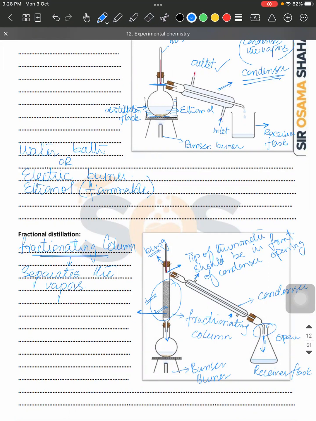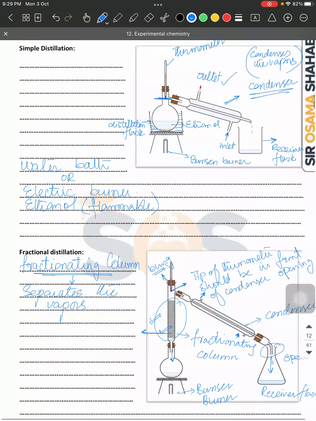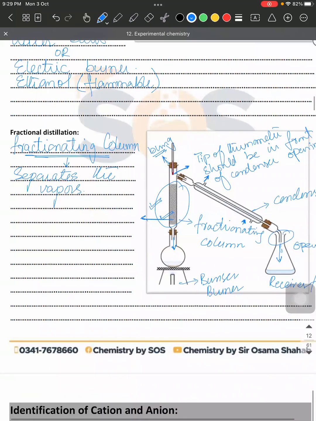And one more thing, children, if you remember, one type of condenser is also there in some questions. For example, this is a flask, right? And on this flask, you will find a reflux condenser. Yes, you will find a condenser like this in that container, children. So which type of condenser is this? This is actually a reflux condenser.